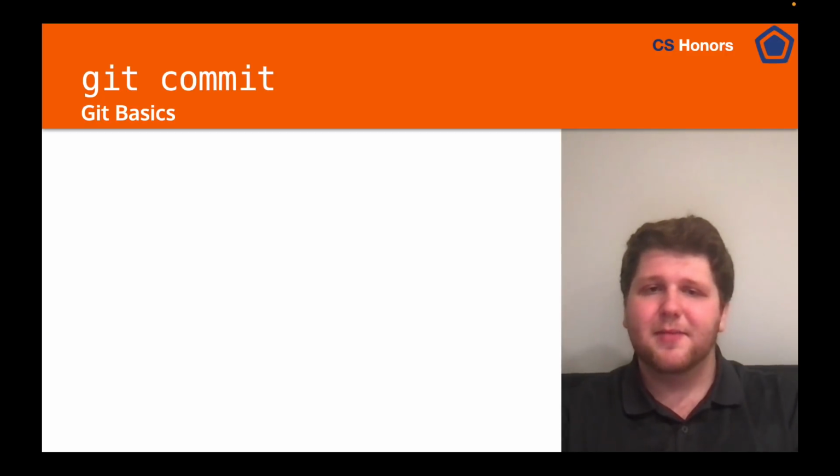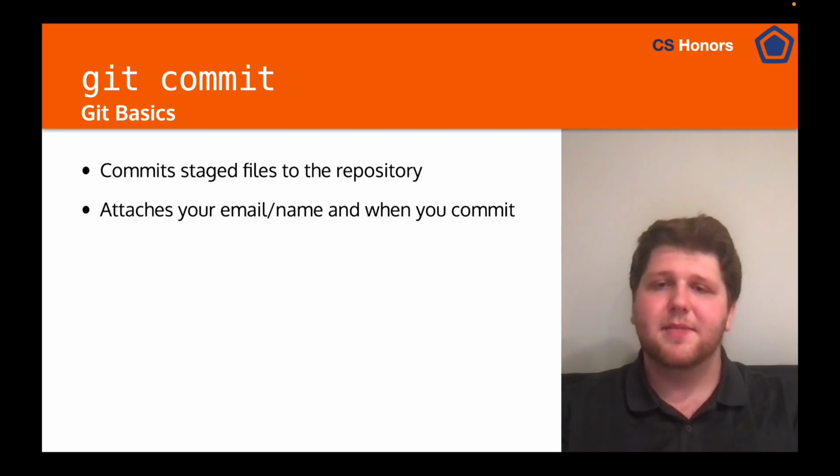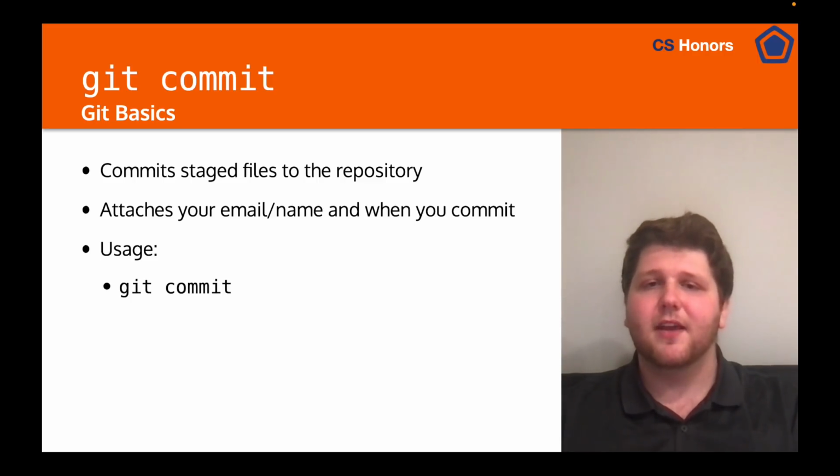All right, so the next command, the most important command, is git commit. This command is what takes that snapshot of your code at a given point in time. As I mentioned, it commits the files that you've added to your local repository. It will also add metadata like your email, your name, and when you made the commit, right? All of that gets added to this commit and put into your local repository. To use it, all you have to do is type in git commit. What it'll actually do is open up your native text editor, usually Vim or Emacs, and allow you to write your commit message in there.